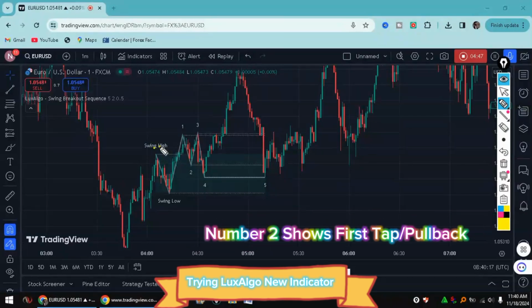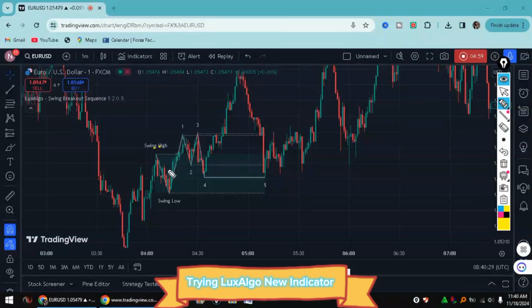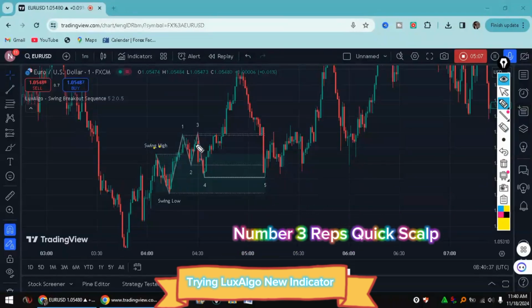Then number 2 is what we call the fast tap, or basically it can be a pullback. And you can see it was a pullback, but you can call it a retest as well. Remember, this retest went even below your swing high, but later on a candlestick closed above, and that took us to point number 3, which shows a quick scalp, simply because the price really rose.